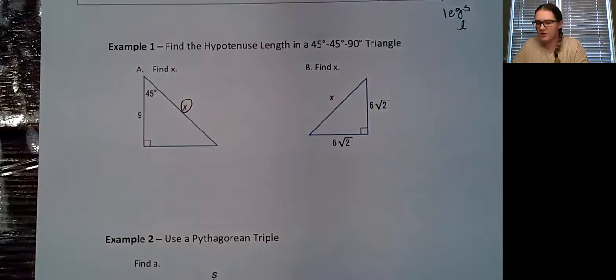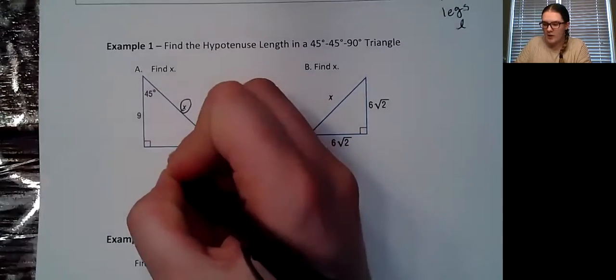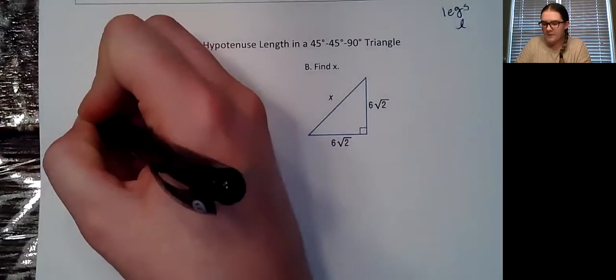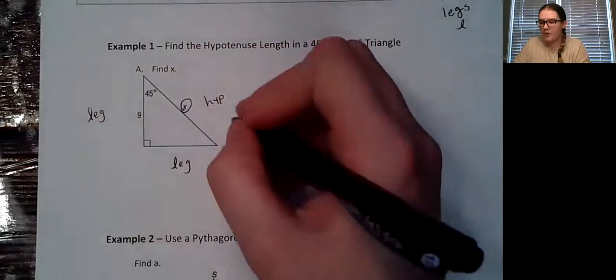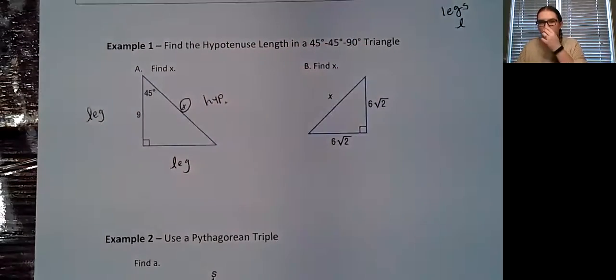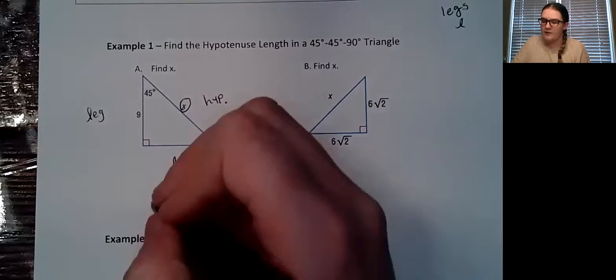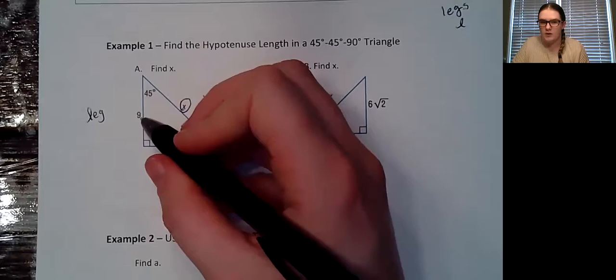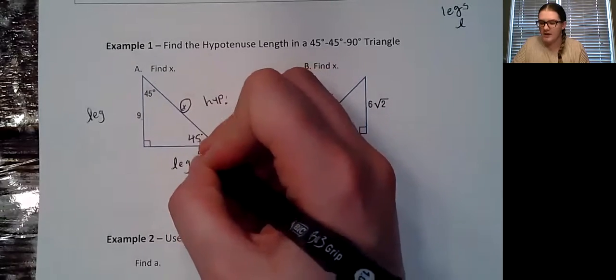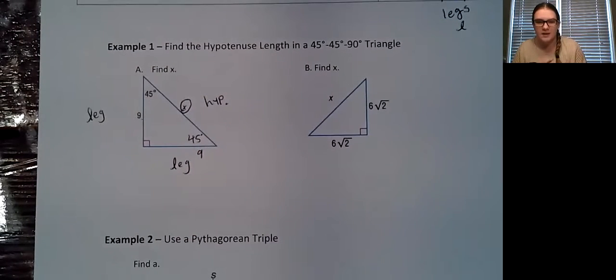Whenever I give students questions like these, I ask them to go ahead and label all of your sides. So we have a leg here, and then we have our hypotenuse, which is always the longest side of our right triangle. We know in a 45, 45, 90 triangle that our 2 leg lengths have to be the same. So if leg 1 is equal to 9, leg 2 is also equal to 9. And then we need to find the hypotenuse.